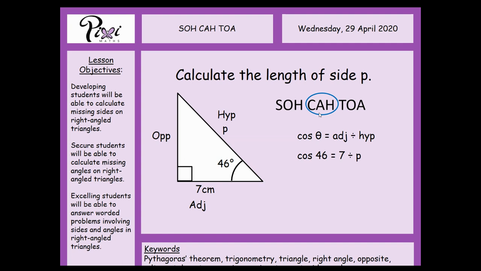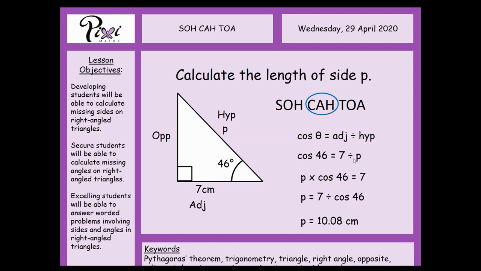If we then fill in our values, it's cos of 46 is equal to 7 divided by P. Now remember, the proper way of doing this is to rearrange that. At the moment we don't like the fact that we're dividing by P, so we're going to times both sides by P. That's going to give us P times cos 46 equals 7. Then our aim is to get the P on its own, so we're going to divide both sides by cos of 46, which you can then stick in your calculator and get P equals 10.08 or 10.1 centimeters, depending on how you've rounded.